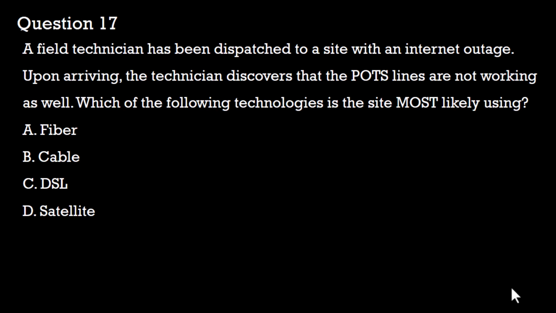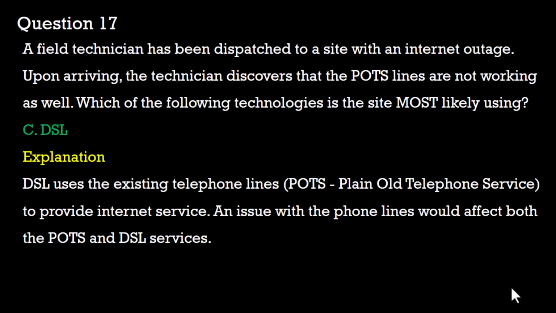So for this, we'll be going with option C, DSL. That's the digital subscriber line. It uses existing phone lines, POTS, or plain old telephone service to provide internet service. So an issue with the phone lines will affect both the POTS and the DSL services.